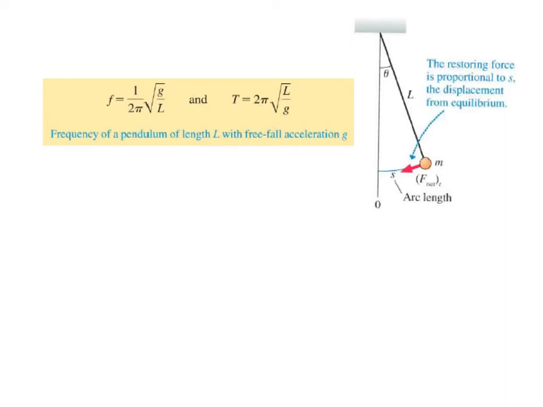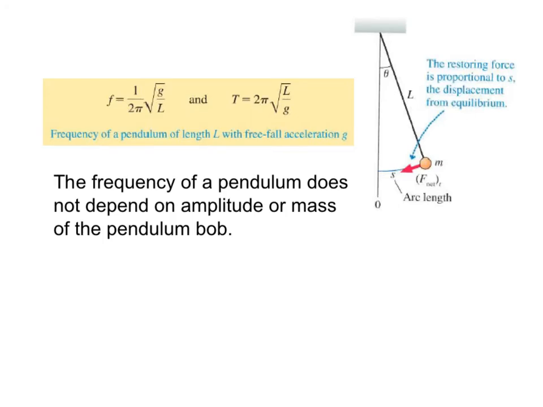Now what does this tell you? This tells us that the frequency and therefore the period of a pendulum does not depend on the amplitude or the mass of the pendulum bob, which is a real big misconception for a lot of people. A lot of people will think that the mass of that pendulum bob will determine how quickly that thing swings. But it doesn't. The period and frequency depend only on the length of the pendulum, and g, of course, is a constant.